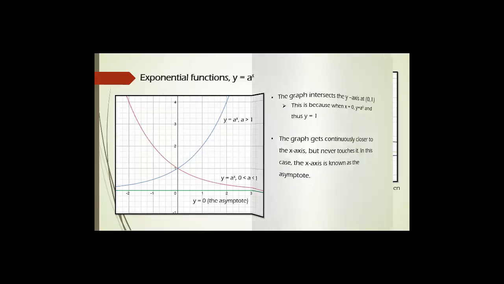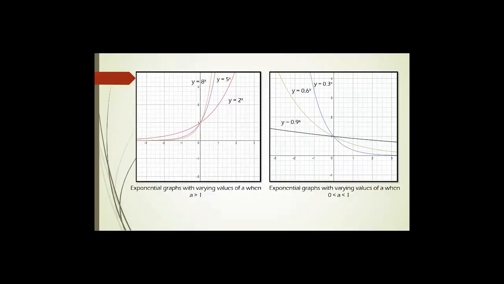As you can see in the two above pictures, when a is greater than 1, as the value of a increases, the graph gets steeper. However, when a is greater than 0 but smaller than 1, the graph gets gentler as the value of a increases.